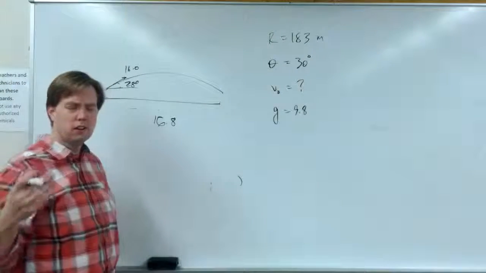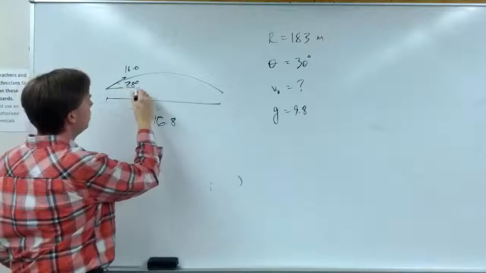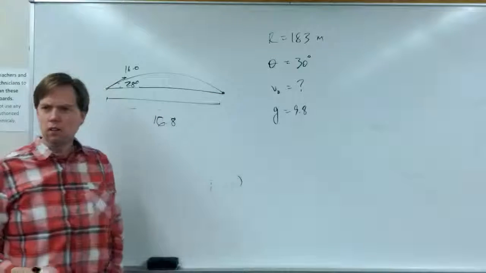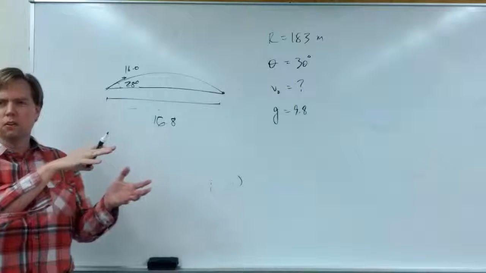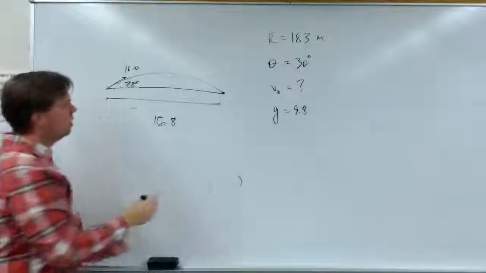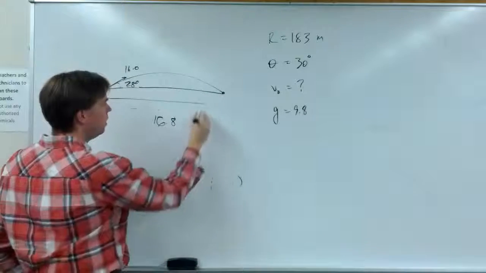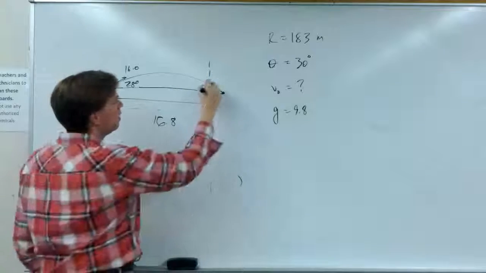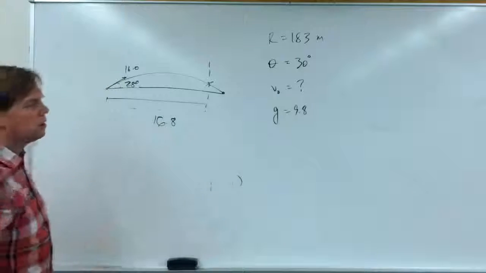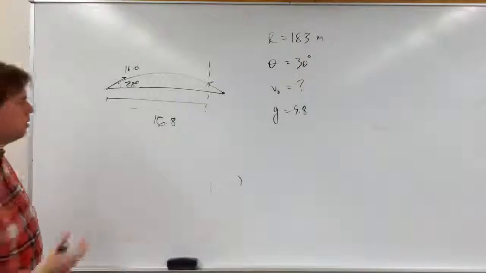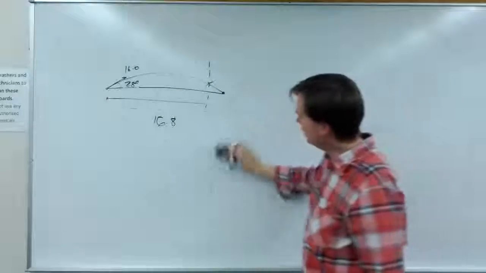The problem's not very explicit, but it doesn't actually say that the soccer ball gets back to the ground. In fact, the more I think about it, it kind of implies that the soccer ball is actually above the ground, because that's where the goalie is. So actually, this distance of 16.8 is occurring somewhere here. So the total range is more than that 16.8. I'm not told that total range, which now negates my ability to really use the range formula.